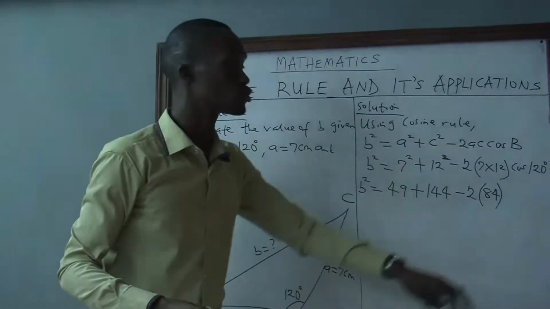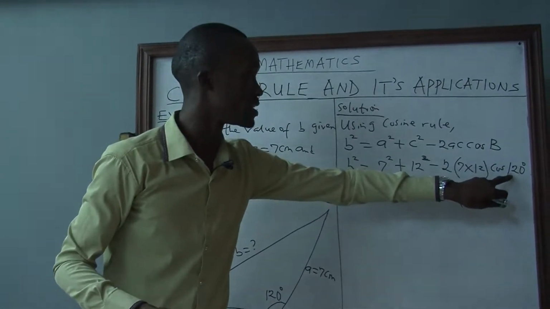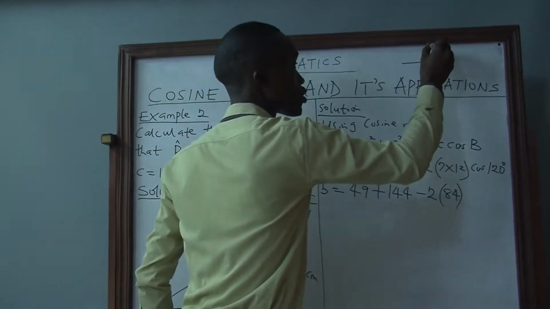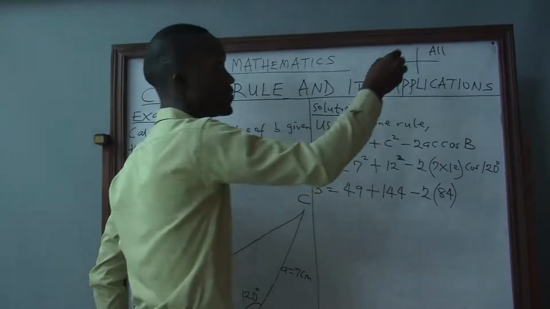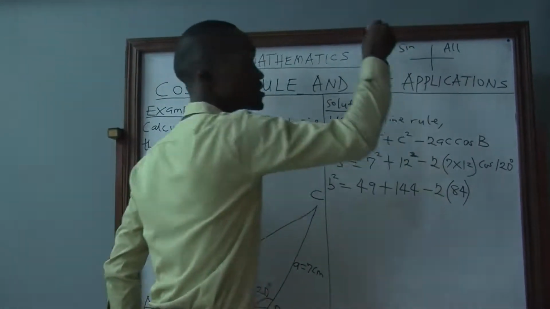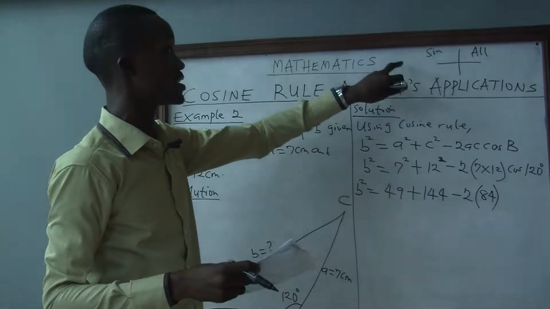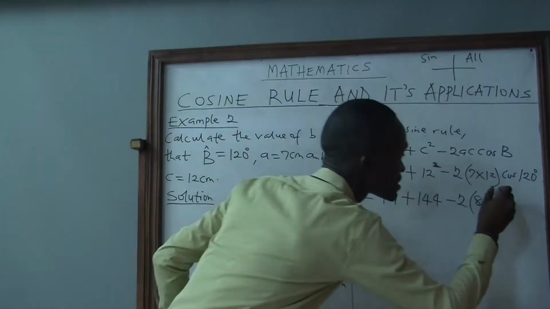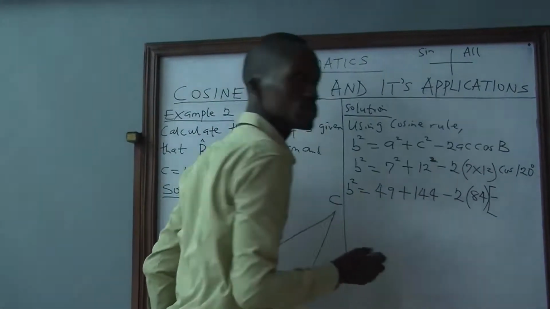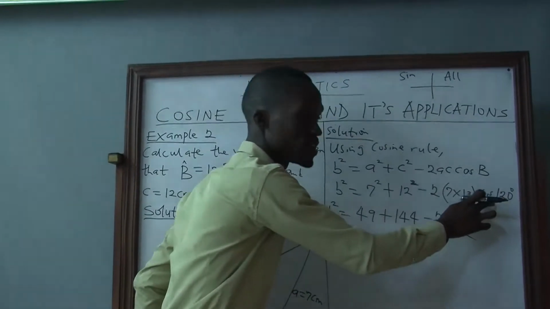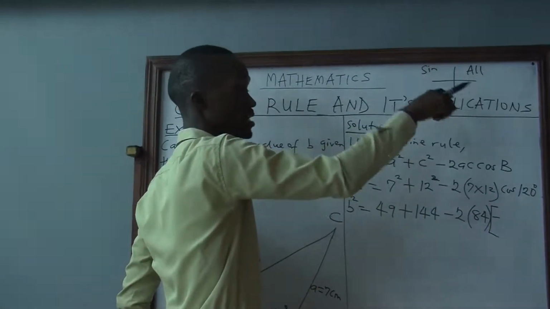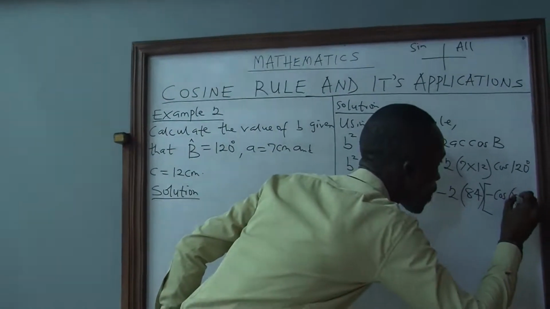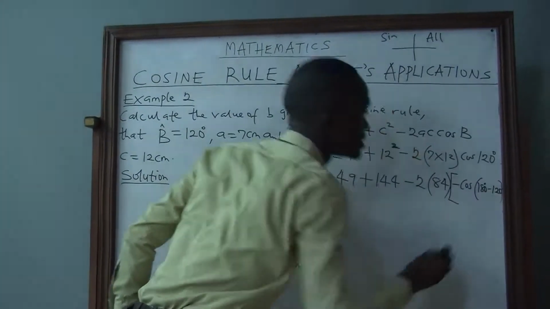Now, there's something we need to do from here. 120 is from the second quadrant, and we need to revisit our quadrants. First quadrant, that is all are positive. Second quadrant, only sine is positive. So if only sine is positive in the second quadrant, that means cosine and tangent are negative. So from there we introduce minus because of this cos that we're having here, and because 120 from the second quadrant is negative, that's where this minus is coming from. So that is minus cos of 180 degrees minus 120.